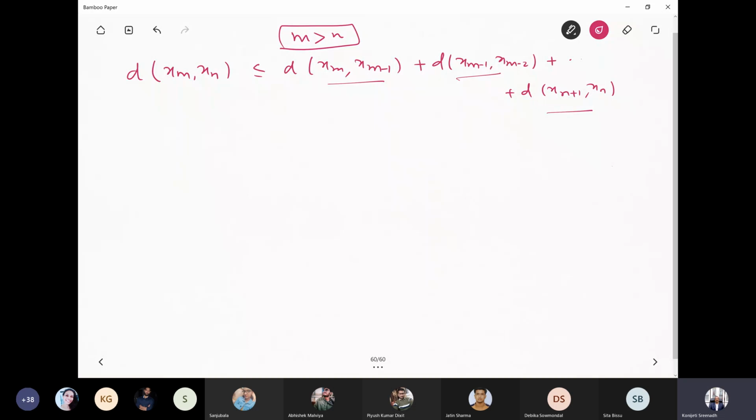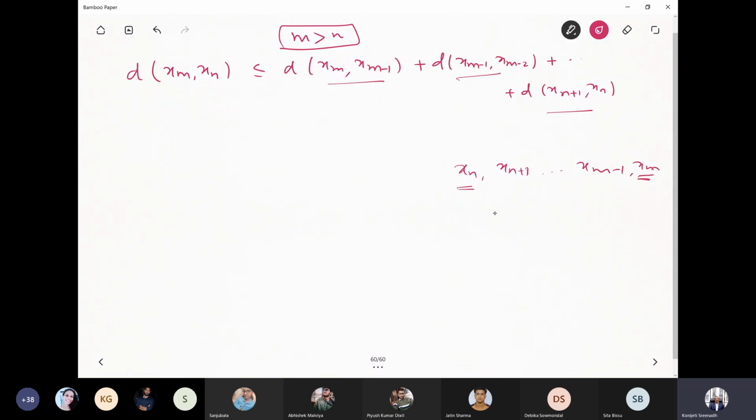No, you have to see what are the elements that you have, right? So you are starting with m greater than n, so you have xn, x(n+1), and it goes on up to x(m-1) and xm. That's how you have the elements. These are the elements you have between xm and xn.